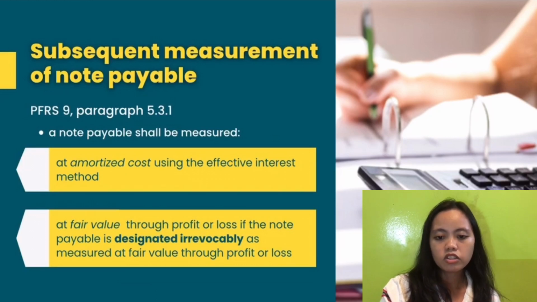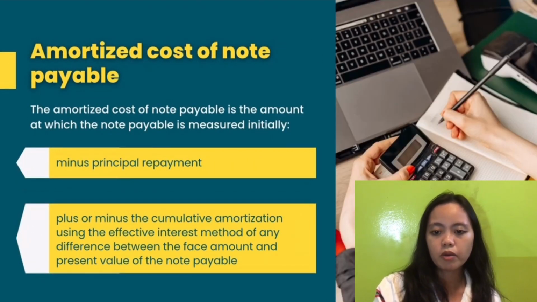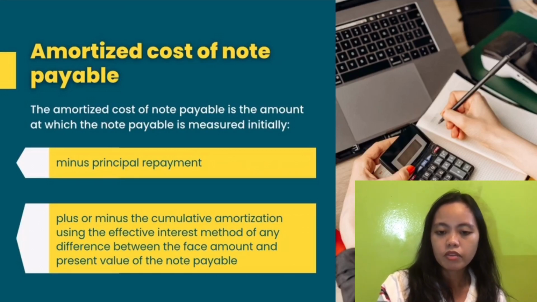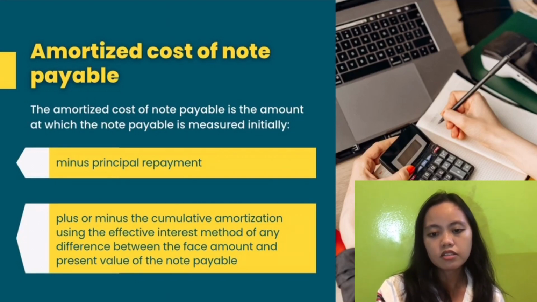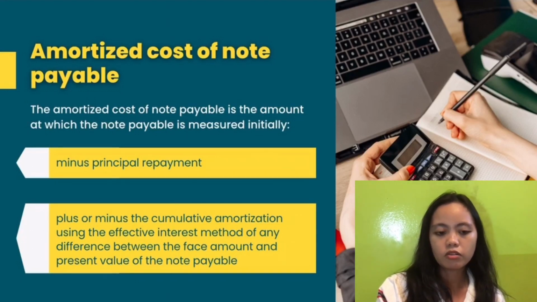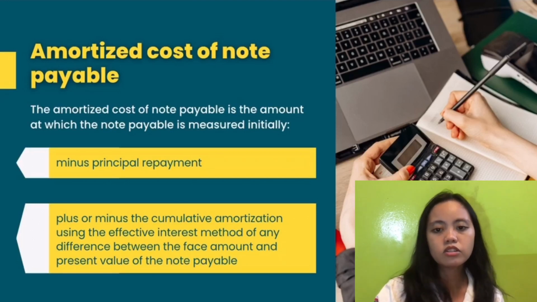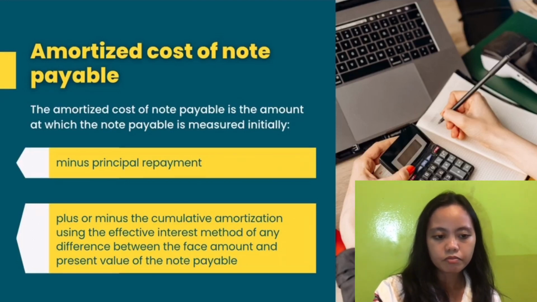In addition, the amortized cost of note payable is the amount at which the note payable is measured initially, minus principal repayment, plus or minus the cumulative amortization using the effective interest method of any difference between the face amount and present value of the note payable. Actually, the difference between the face amount and present value is either discount or premium on the issue of the note payable. So, to illustrate all the theories, we will be having an example.